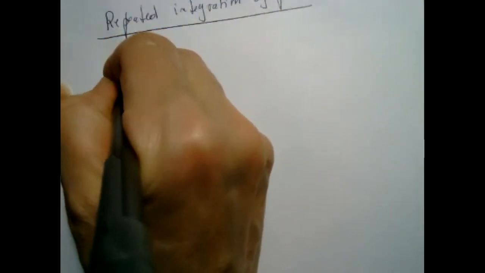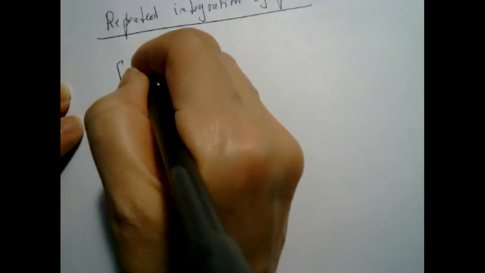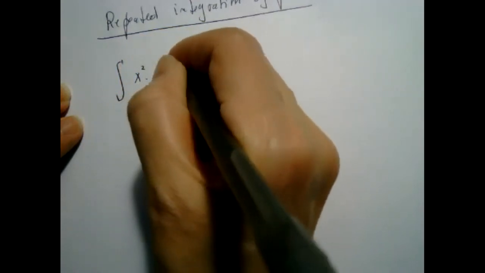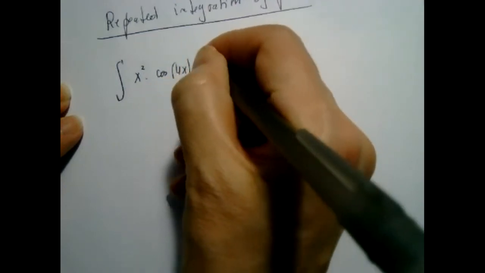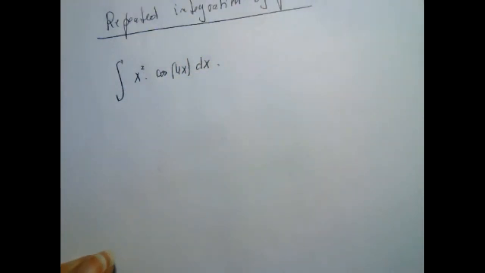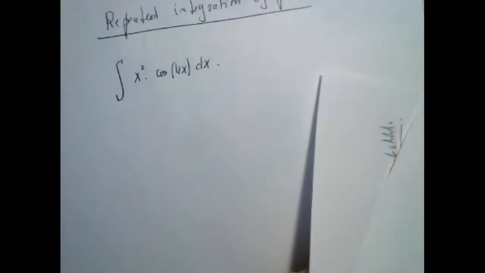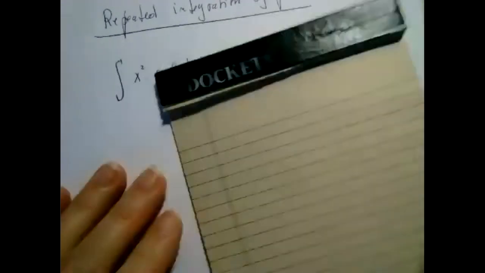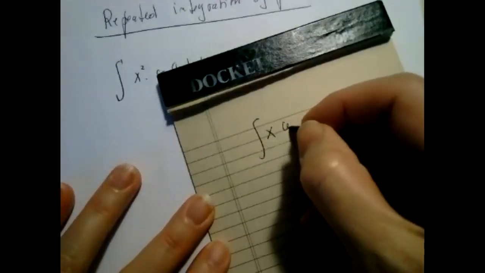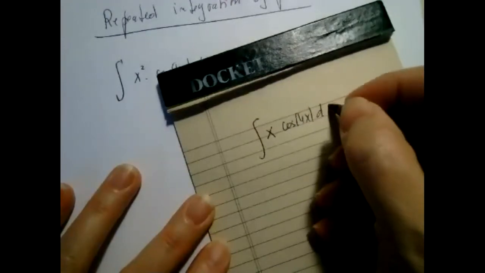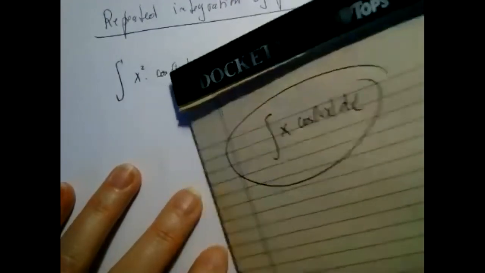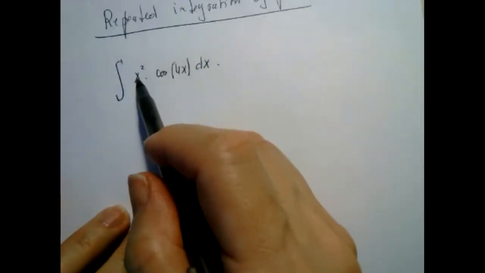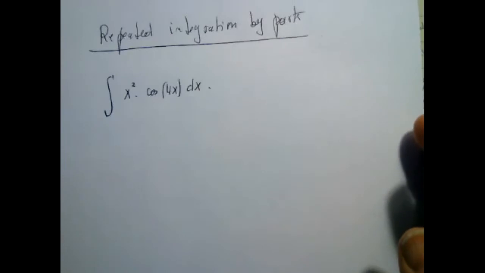Okay, so what do I mean by repeated integration? I'll set up the problem and I think it will be clear. Suppose I give you to find the antiderivative of x squared cosine 4x dx. Now, yesterday or in your homework, we did a problem of the form x cosine 4x. That is something we did yesterday, and you are supposed to do that in the homework. But now the problem is we have x squared cosine 4x.